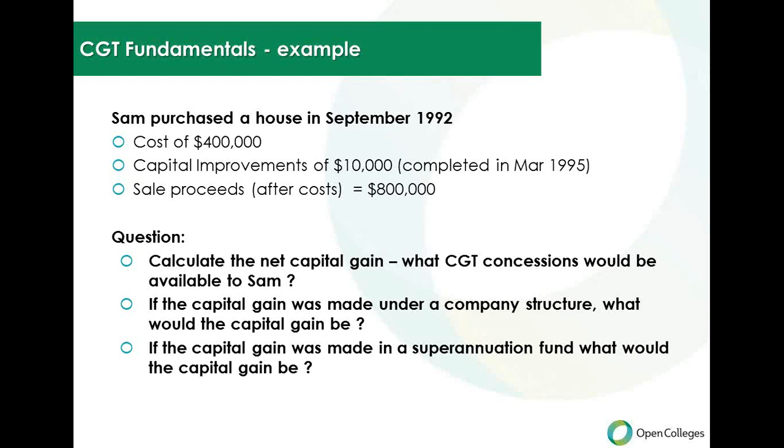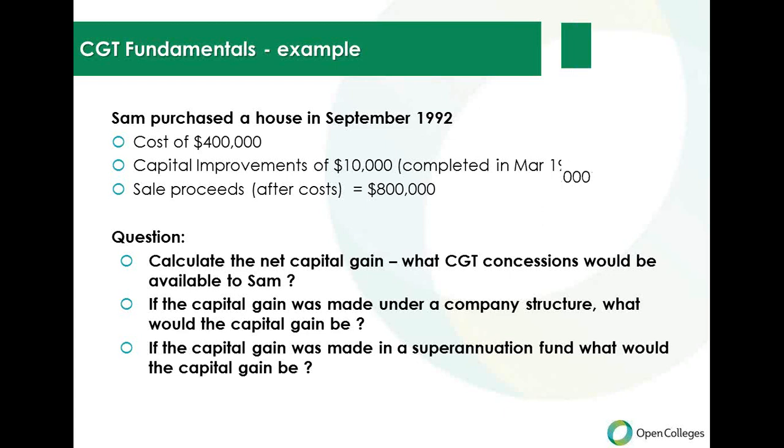If the gain was made under a company, what would the gain be? And if the gain was made in a super fund, what would the capital gain be? This is designed to say, look at who the entity or the person is that's selling the asset, because there's going to be different capital gains consequences in each one of these three examples. Let's start with the easy one.